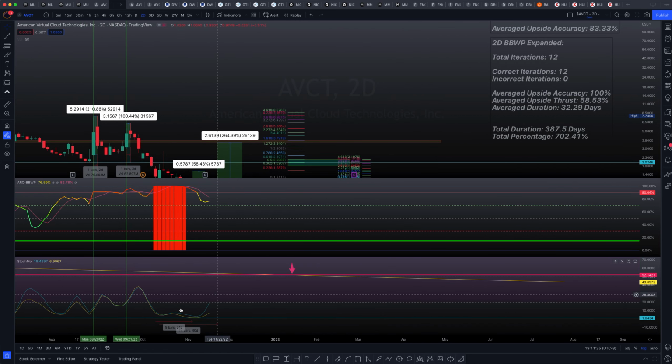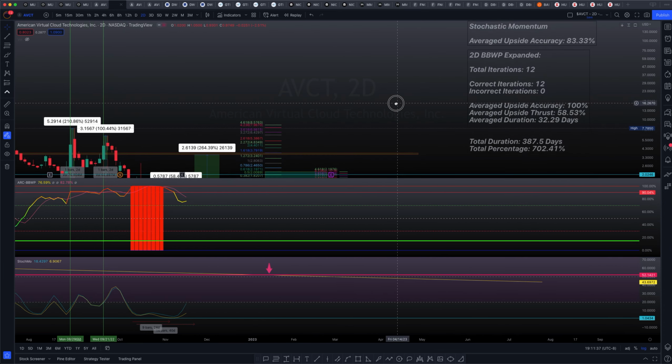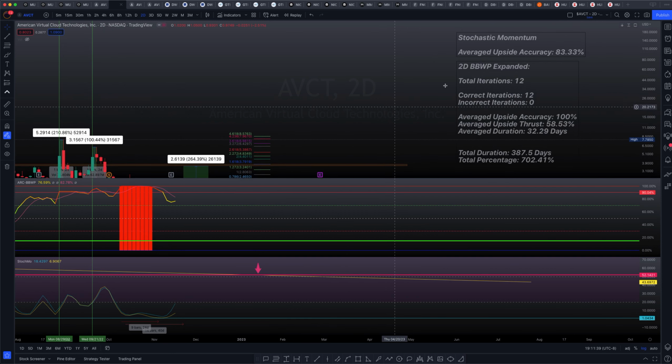Now, this is the way we gauge the bias and direction. I also back-tested the momentum oscillator by itself so we can see how accurate it has been during the entire trading history of AVCT. Now, the stochastic momentum, out of 12 total iterations, got 10 of those iterations correct, giving us an 83.33% upside accuracy based on only the momentum oscillator by itself.